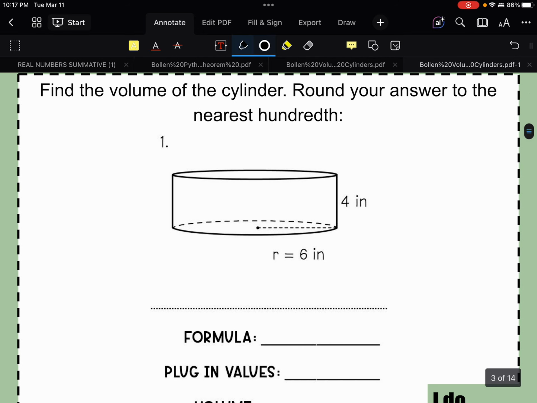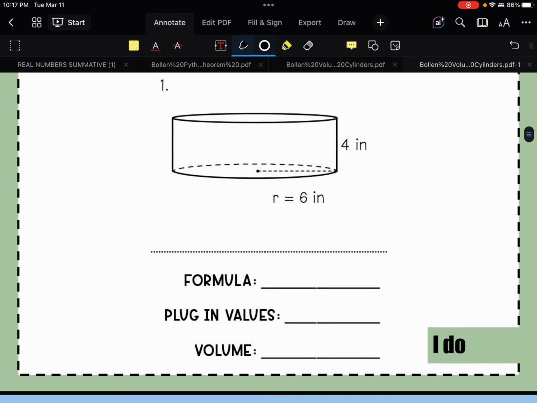So the first says find the volume of a cylinder. So we have our formula. Again, we're going to write these formulas down over and over again until we can just blurt them out. The volume of a cylinder, you can say pi r squared times height. So the volume equals pi r squared times the height.